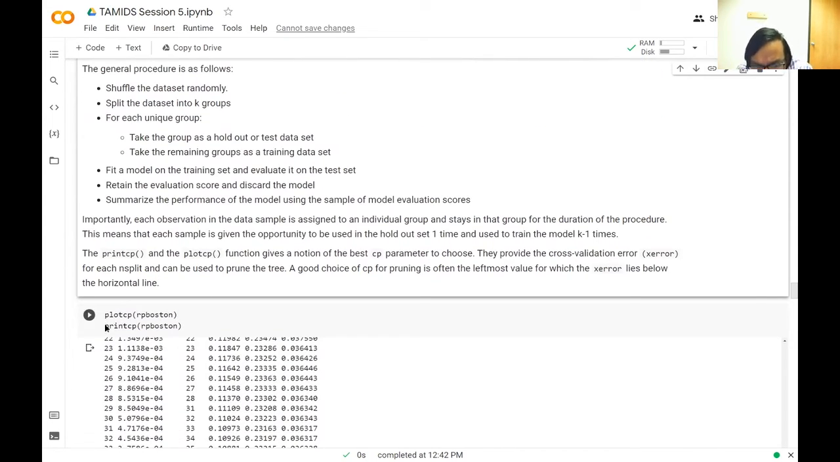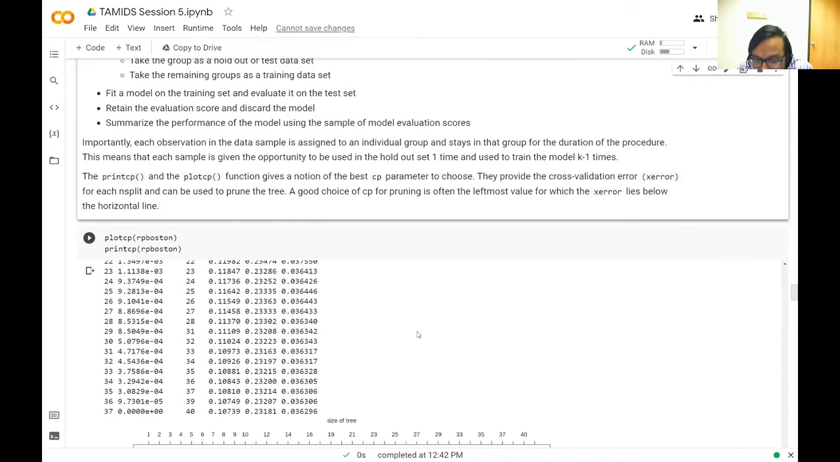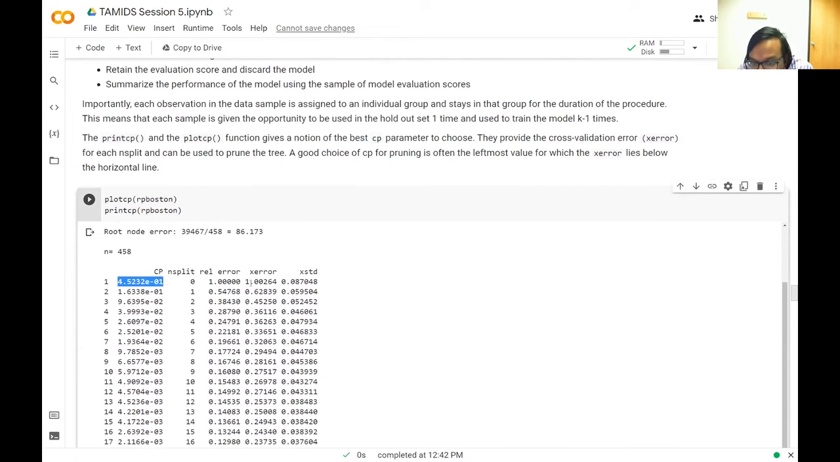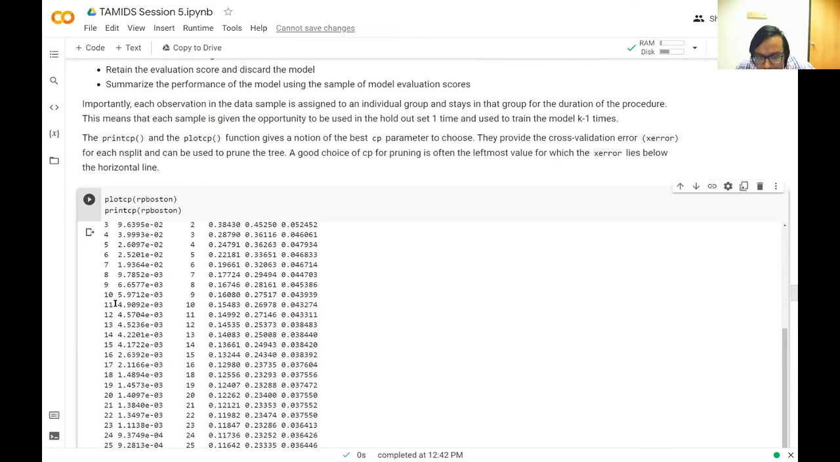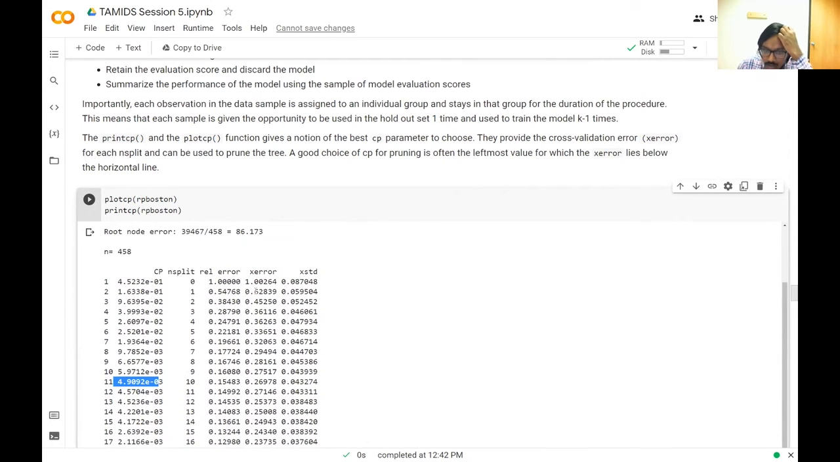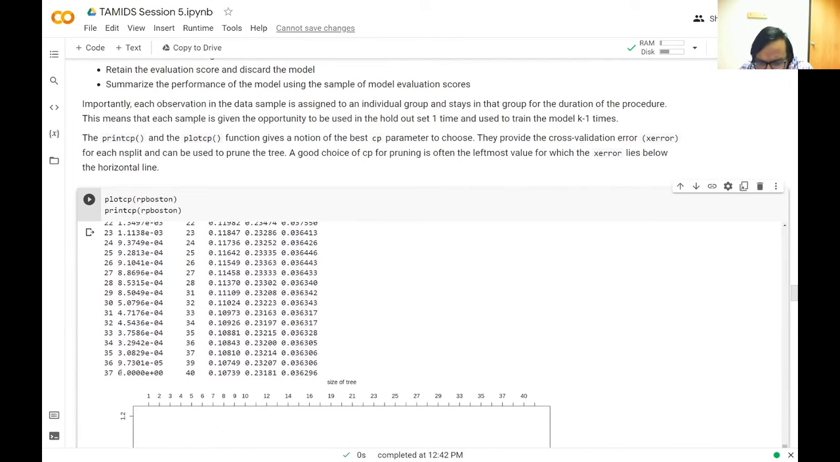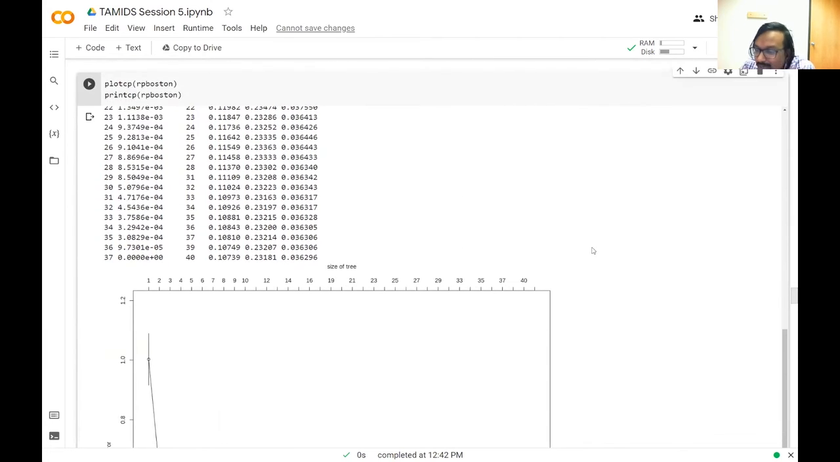There is a function called printcp that gives you different choices of CP and the corresponding error using the cross-validation. So as you can see, you have several values of CP, and the xerror column gives you the corresponding error that you make using the cross-validation. So you might be tempted to see that the least error is actually made when I do not make any threshold. So why don't we use it? Well, let us have a look at the plot.